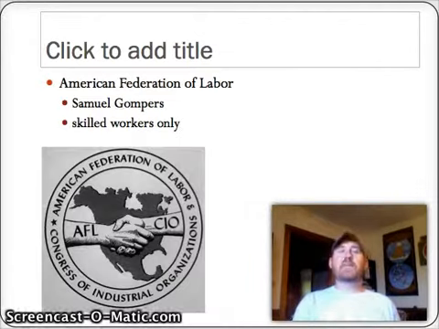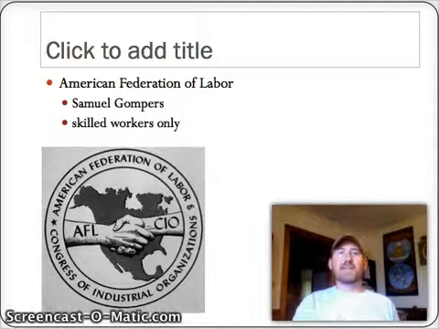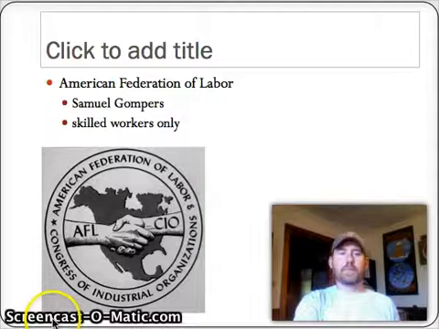And then last but not least, you have the American Federation of Labor, which is still around today, started by a guy named Samuel Gompers. The main thing that differentiates them from the other groups is that they were comprised of only skilled workers. So they didn't bring in a lot of the immigrant guys who were doing unskilled labor, they focused on people who were being affected by machinery and stuff like that.